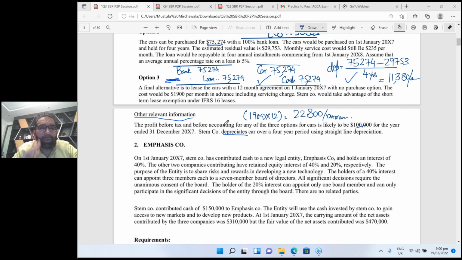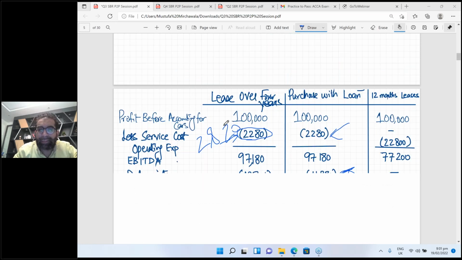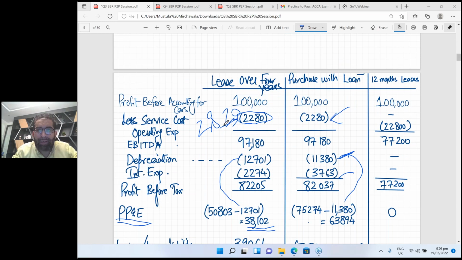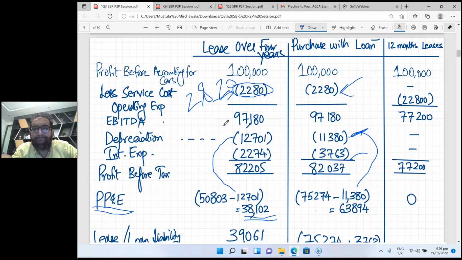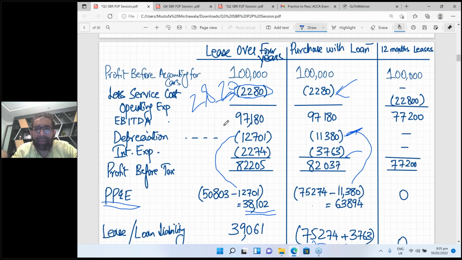Okay, so let's move to this third part. See, in the third column, please students, look at here. Profit before accounting for all cars was 100,000, and you have to deduct simply in one shot. It's an operating expense. Now you have only operating expense, no depreciation, no interest, nothing. So in one shot you deduct 22,800. So your EBITDA is 77,200.